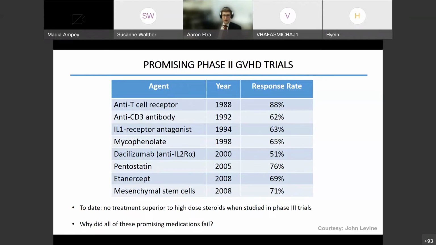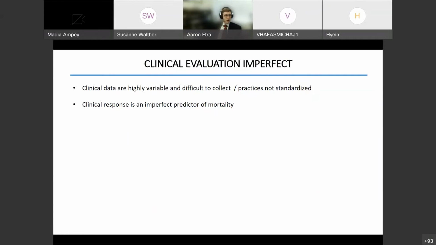Why aren't you getting to good phase 3 trials? Part of the problem is that clinical data are highly variable, difficult to collect, and practices are not standardized. And clinical response, frankly, is an imperfect predictor of mortality, right? So day 28 overall response rate is the surrogate endpoint that is often used in graft versus host disease clinical trials. Maybe that isn't the best idea. In addition, multi-center data up front, in theory, are crucial for construction of accurate prediction models.